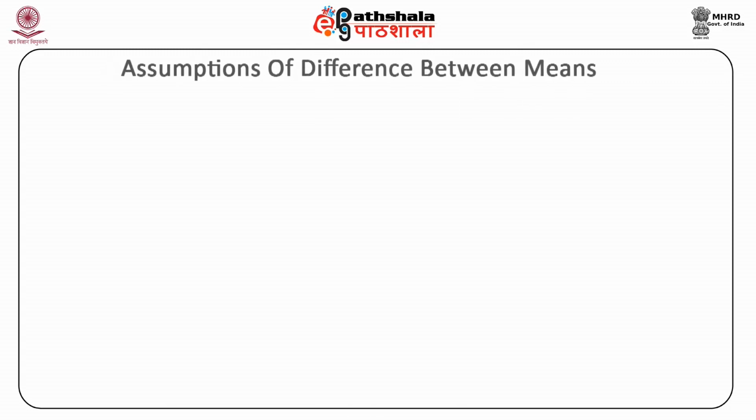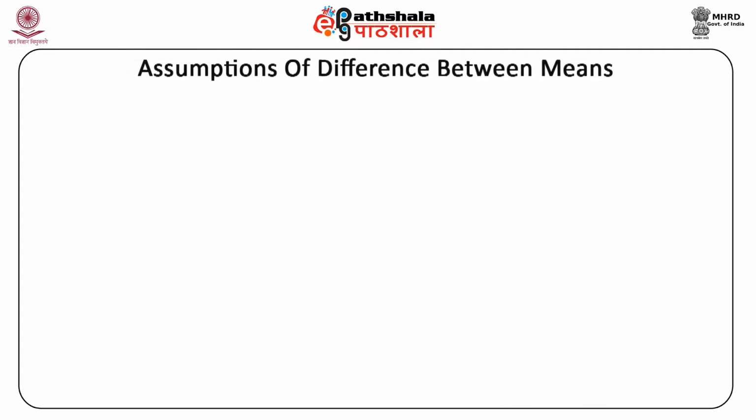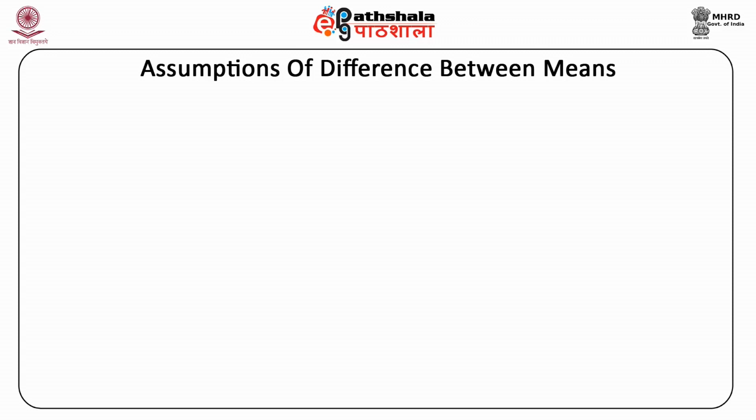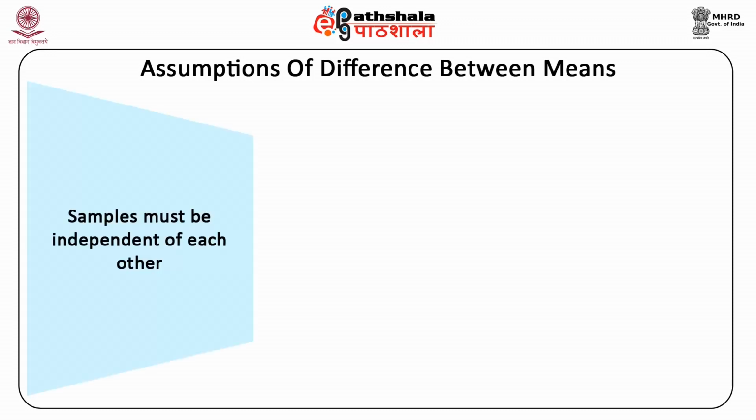The difference between means is based on the following assumptions. First, the samples must be independent of each other. That is, there can be no relationship between the subjects in each sample. The sample chosen from the population is designed according to the study.